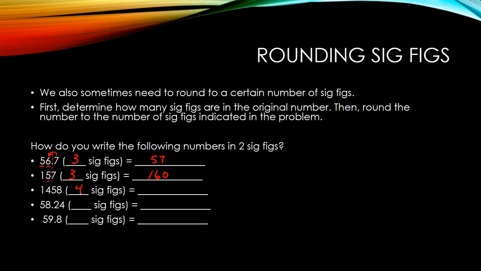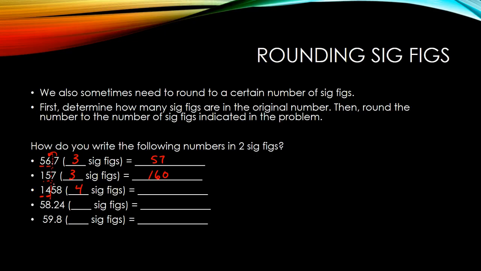Whoa, this one has 4 sig figs. So we do the same thing. We look at the first 2 digits that are significant, so the 1 and the 4. So there's our cutoff line. And then we ask, does the 5 cause the 4 to round up?